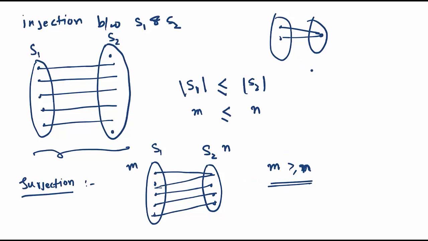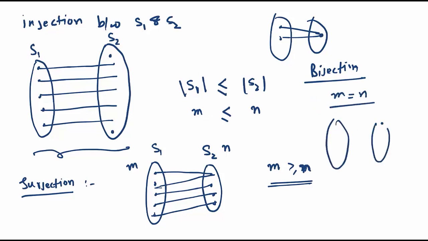And what about bijection? We say bijection is possible when M is equal to N. Bijection means there is one-to-one correspondence. So every element of S1 should relate to exactly one element in S2, and also no element in S2 should be left out. Then we say that bijection is possible. So this is how the cardinalities of the sets are related to which kind of function is possible, injection, surjection or bijection, right?